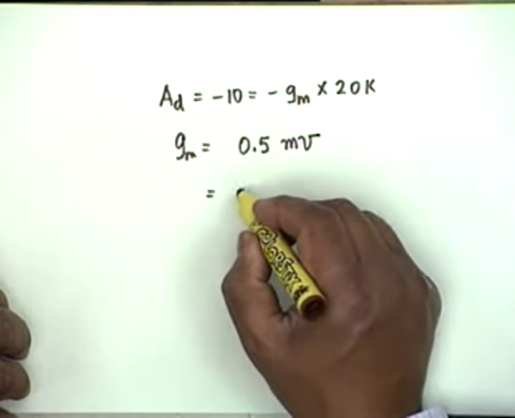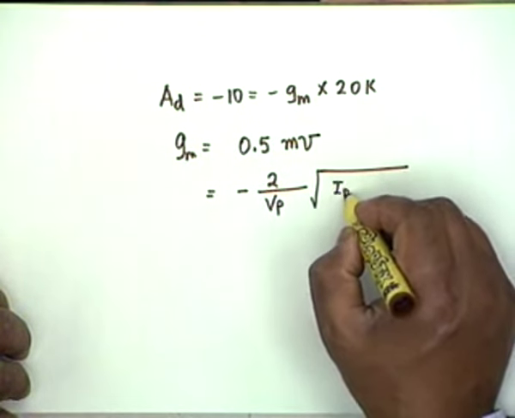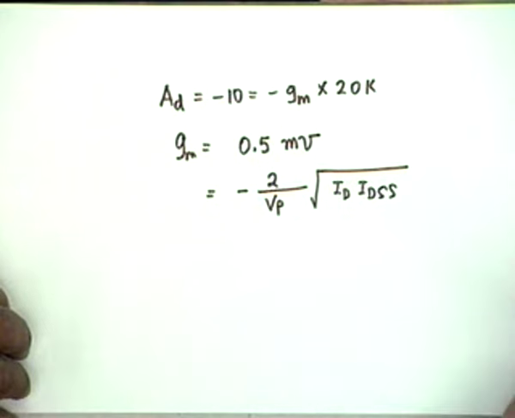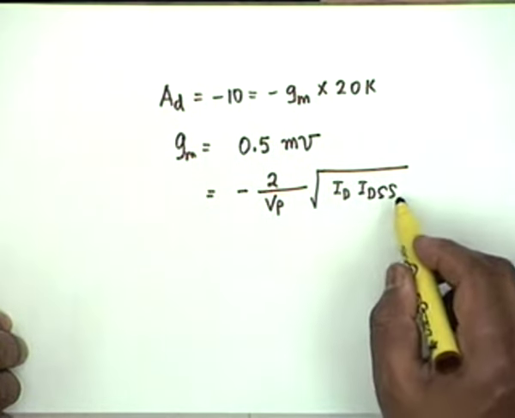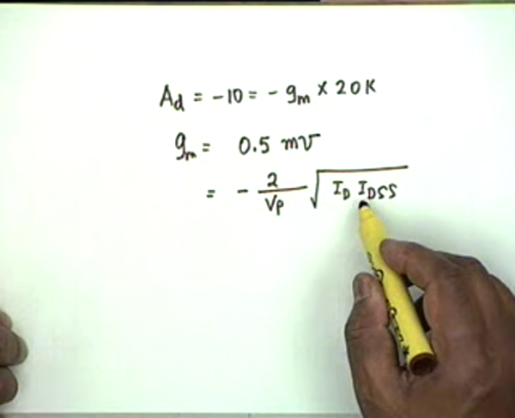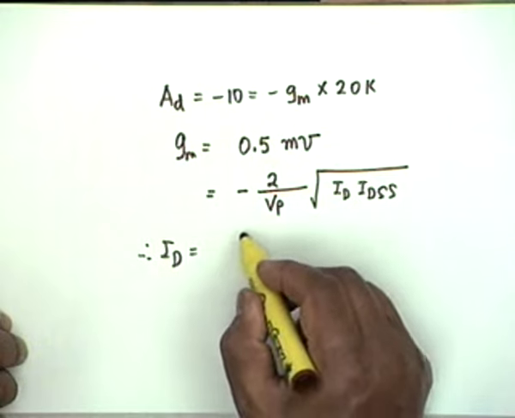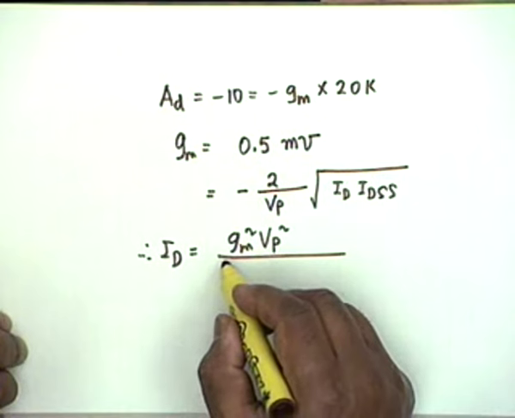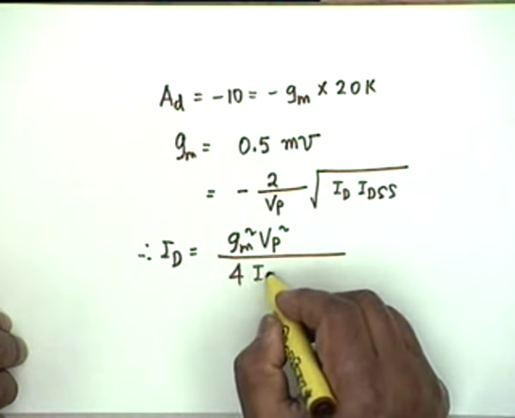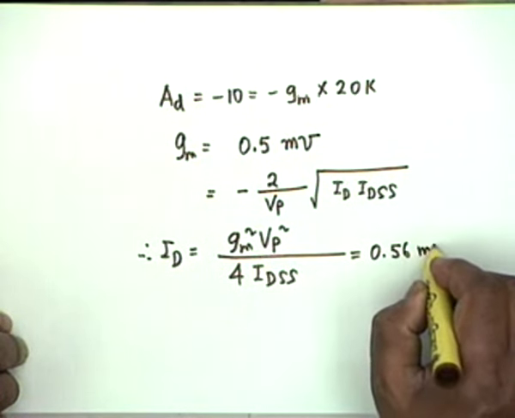gm is also equal to minus 2 divided by VP times square root of ID times IDSS. We know VP, we know IDSS, therefore I can calculate ID, the drain current. Therefore ID is equal to gm squared VP squared divided by 4 IDSS, this calculates out to 0.56 milliampere.